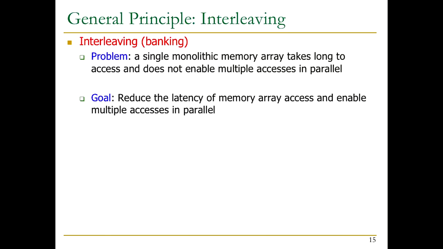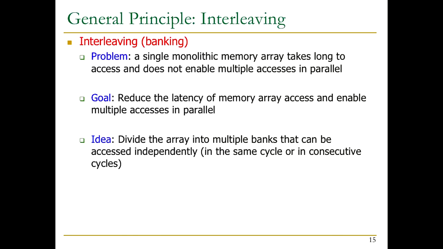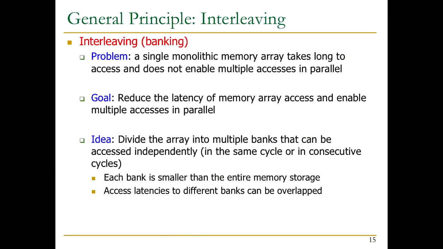So if you want to reduce the latency of the memory array access and also enable multiple accesses in parallel, you go with banking. You divide the array into multiple banks that can be accessed independently, either in the same cycle or in consecutive cycles. Each bank is smaller than the entire memory storage, and access latencies to different banks can be overlapped that way. Make sense? So that's another perspective, right? First, I gave you the perspective of if you want multiple memory accesses, you partition this array. But if you want lower latency, you also partition that array.